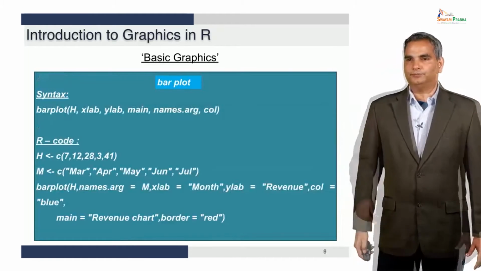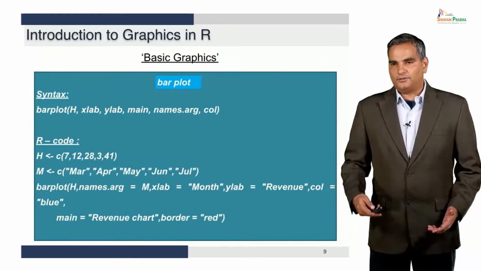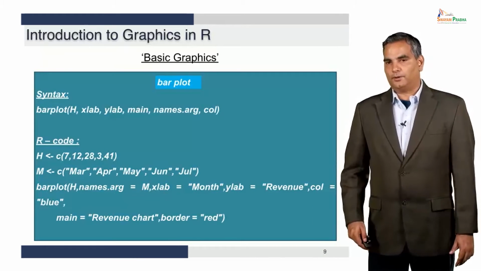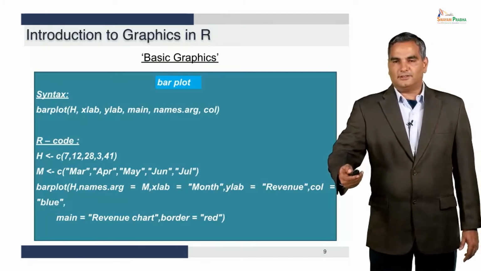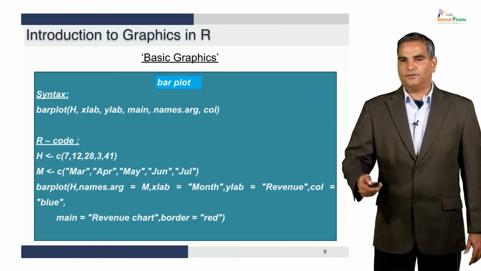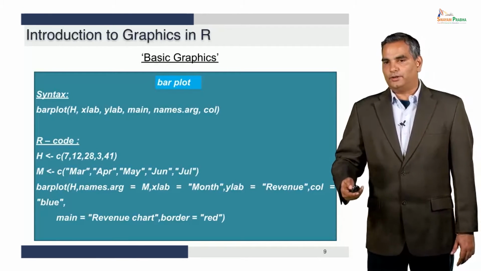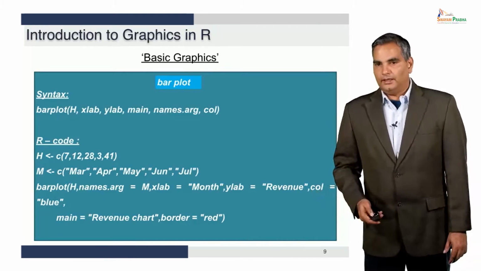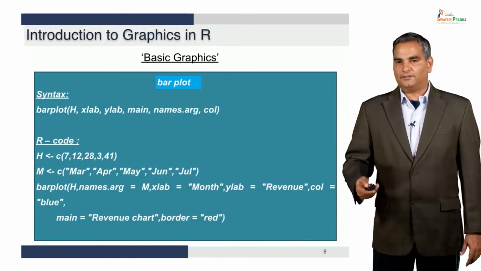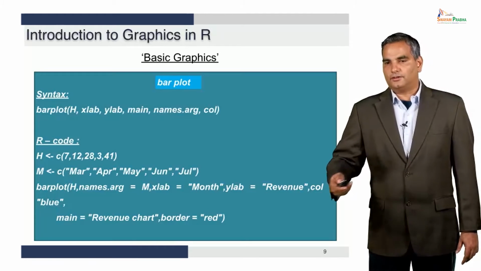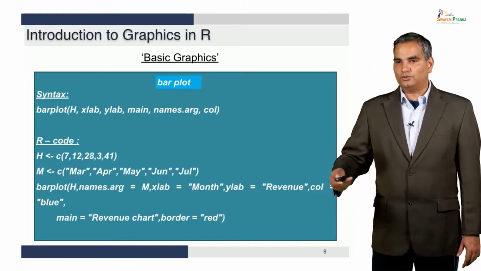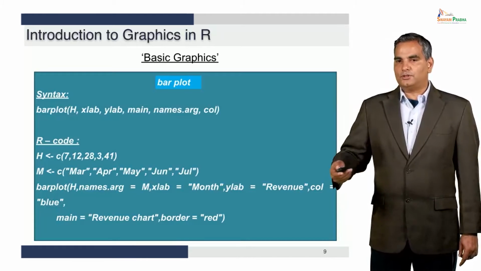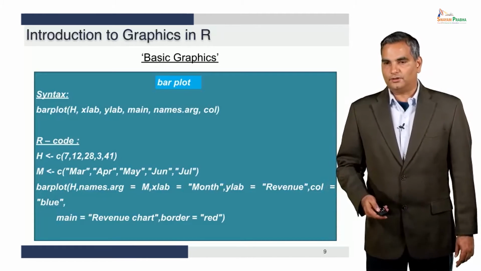shown below. We will now look at how to do bar plots, which are also very useful to visualize. So I'm going to show you the syntax for the bar plot. Let's take this code here, where h is defined as the numbers 7, 12, 28, 3, and 41, which refer to revenue. And m is defined as a variable, which is a set of strings: March, April, May, June, July. So basically, this data tells you in the months of March, April, May, June, and July, what were the corresponding revenues.